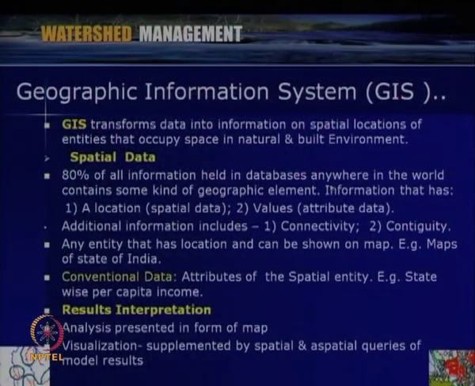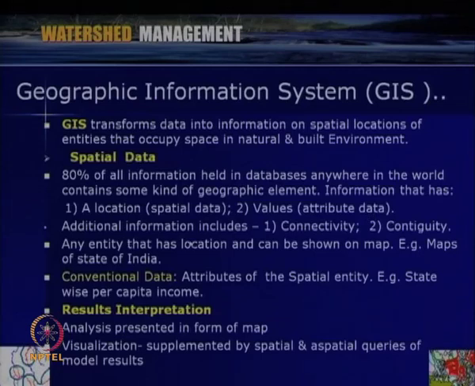Some researchers say that 80% of all information held in databases anywhere in the world contains some kind of geographic element. That means it can be with respect to spatial variation of various objects. So that is what we generally call data. So 80% of all information has some kind of geographic element. It is information that has, for example, a location. So where is it located, whether it can be represented as a point, or a line, or a polygon, and then values. We can specify various values, so-called attribute data.